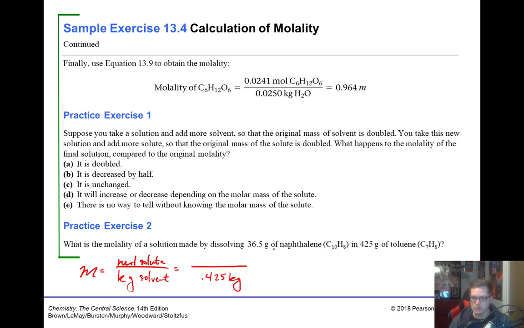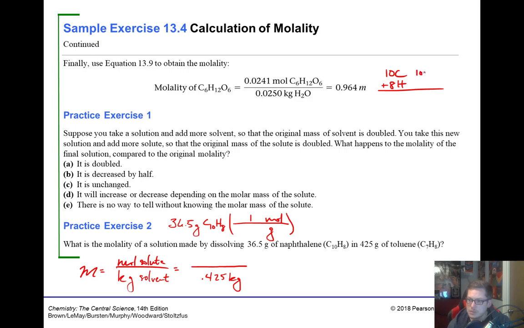But we need the moles of the solute. They give us grams, so to find the moles of naphthalene, we'd have to divide by the molar mass. So 36.5 grams of C10H8, and down here we'll put the molar mass, so this would be grams to moles. We've got 10 carbons and 8 hydrogens. Add those up: 10 times 12.01 plus 8 times 1.01.